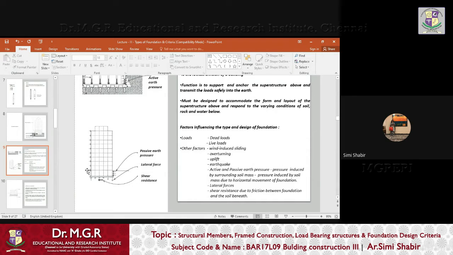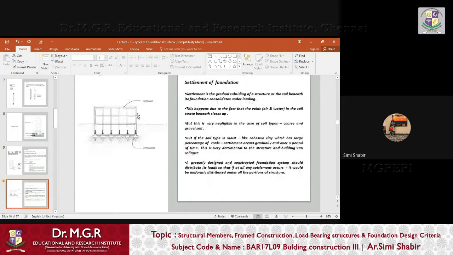So all these factors are to be taken into consideration during the design of the foundation. So the passive and the active earth pressure, the lateral force. The active and passive earth pressure act horizontally from the ground into the building, that is perpendicular to the height of the building. The lateral force is parallel to the height of the building, and the shear resistance is horizontally parallel to the width of the building.